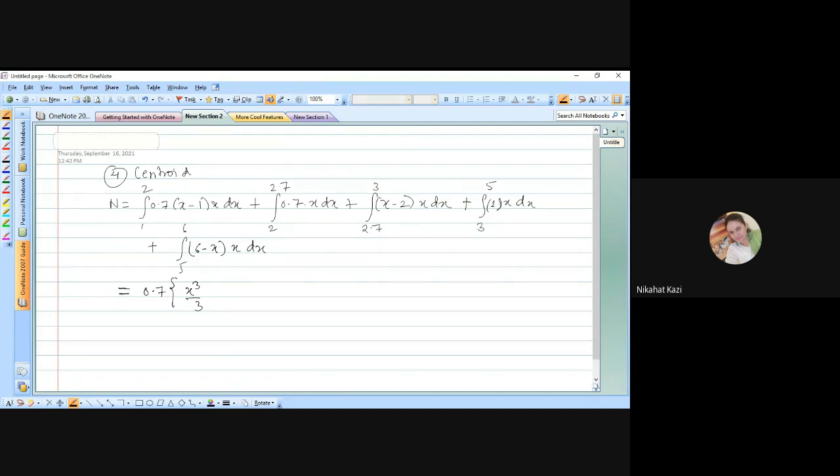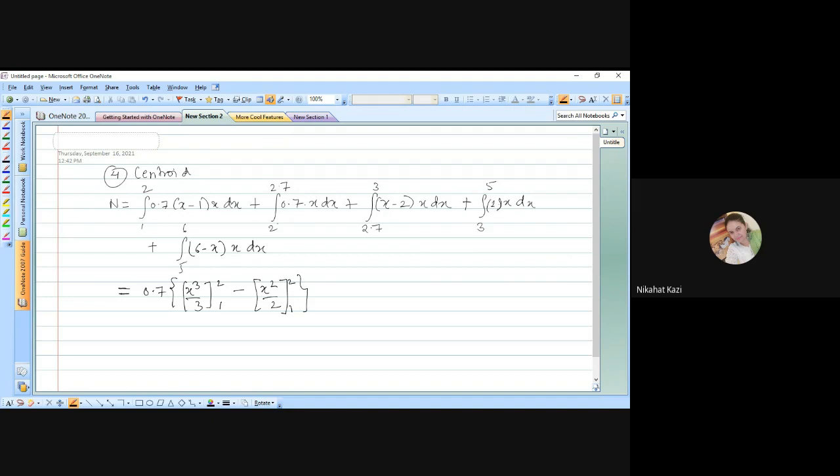The integration, this is x square minus x, right? So x square integral is x cubed by 3 over this interval, and you have minus x. So that integral is x square by 2. Okay, so from 1 to 2.